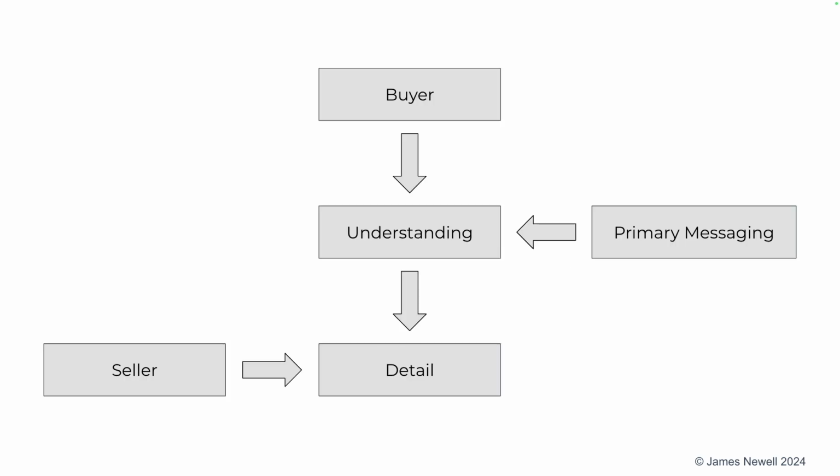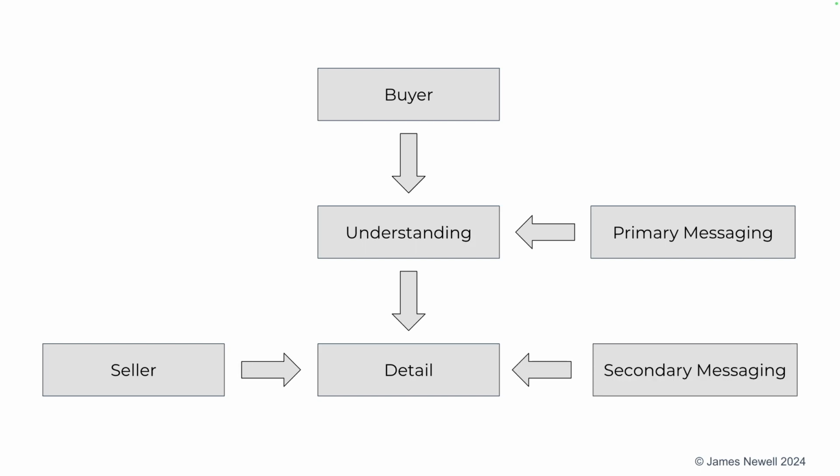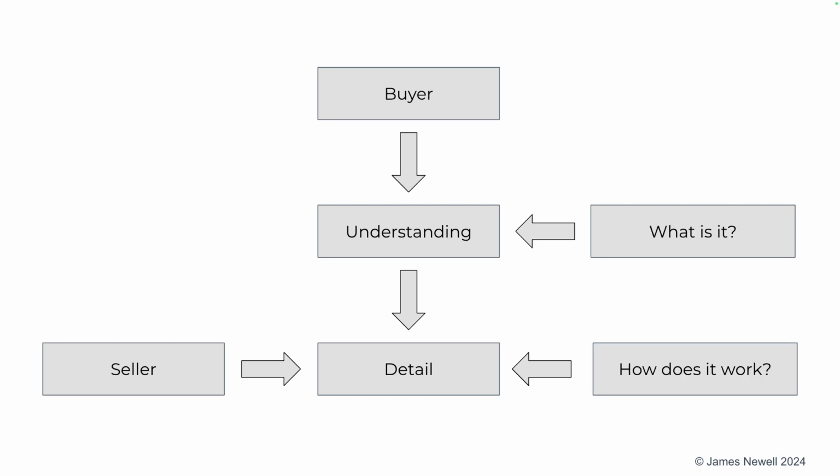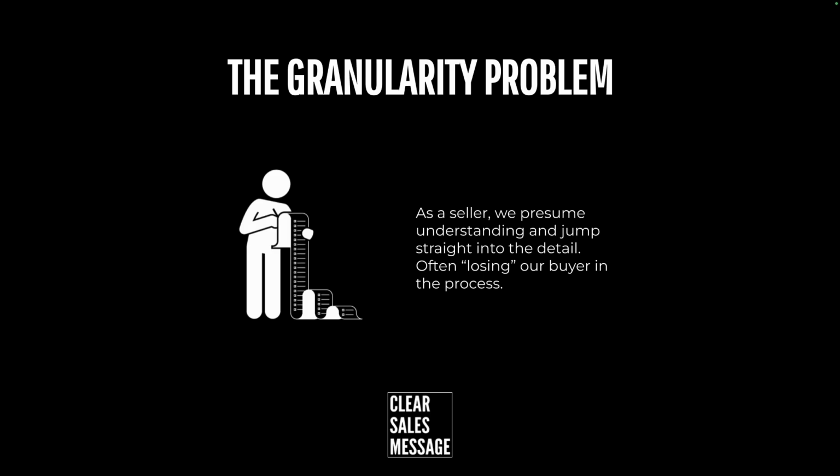So taking this a step further, this is your primary messaging. So getting people to understand your offering, that is the primary messaging. That's what you should be talking about in nice, simplistic, basic terms to get people to understand. And the detail, that's your secondary messaging. So the difference is one of them is telling you what something is at the most basic level, and then we get on to how does it work or why would you need it, etc. But we must begin with understanding, not drift straight into detail or granularity. And in essence, that's the granularity problem.